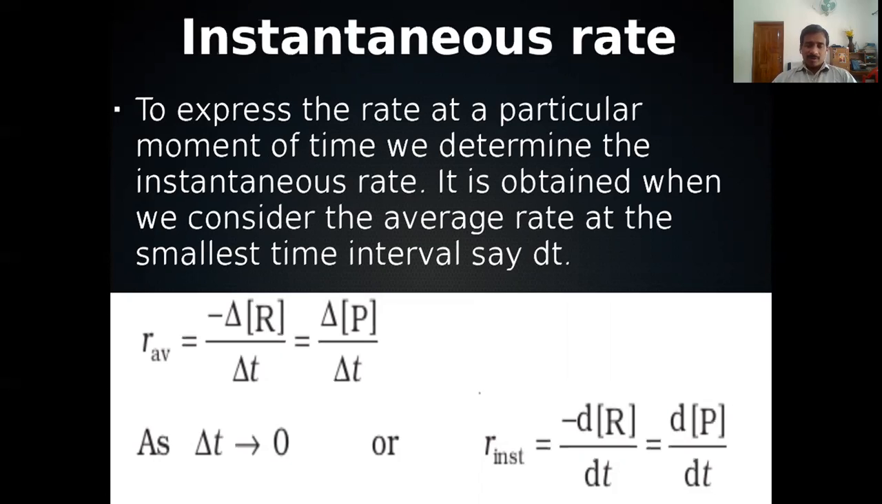So we can rewrite the equation to find out the rate as instantaneous rate is equal to minus d concentration of R divided by dt, where d concentration of R represents a small change in concentration of reactant for a time period dt, and that is equal to d concentration of P divided by dt, a very small change in concentration of product during the time interval dt. That is instantaneous rate. Instantaneous rate is equal to minus d concentration of R divided by dt, which is equal to d concentration of P divided by dt. Here dt is a very small time interval, a fraction of a second.